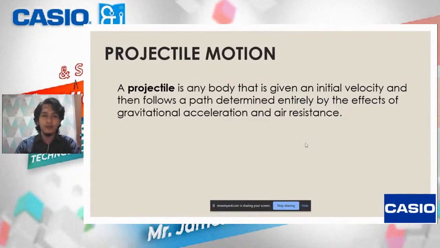So, what is projectile motion? A projectile is any body that is given an initial velocity and then follows a path determined entirely by the effects of gravitational acceleration and air resistance. Basically, if you are an object with an initial velocity and you travel a certain path, and the only influences on your motion at that point are acceleration or air resistance, then that body or object is undergoing projectile motion.